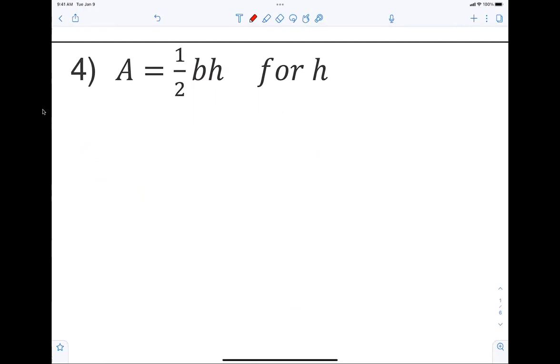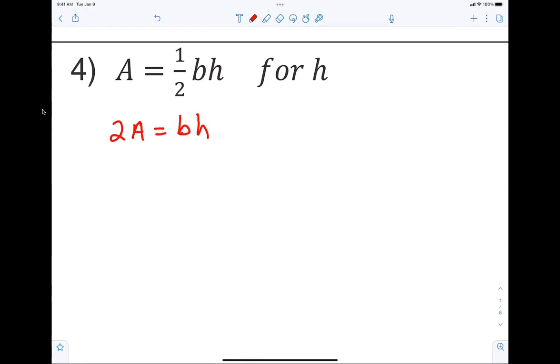So for number four, I have area equals 1/2 base times height, which is the formula for the area of a triangle. So I need to get rid of the 1/2. How do I get rid of fractions? Multiply by the reciprocal. So I would like everybody to write 2A equals bh.